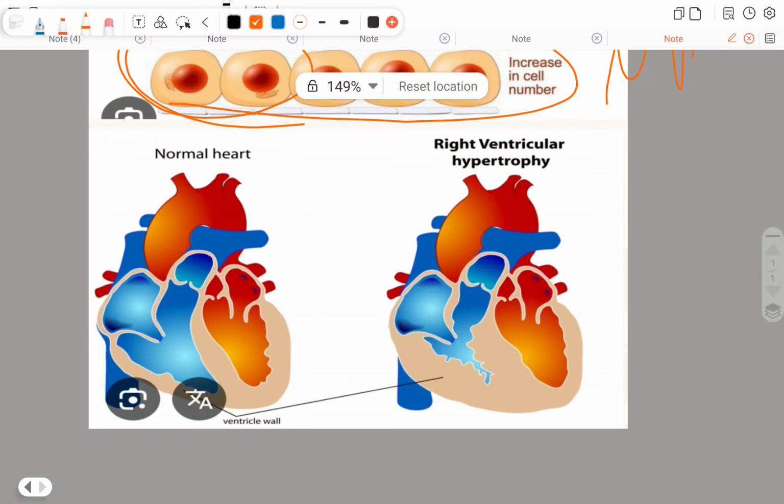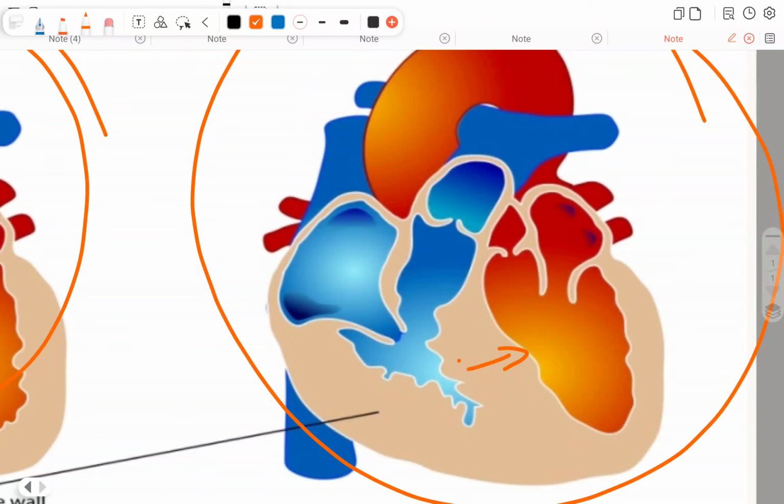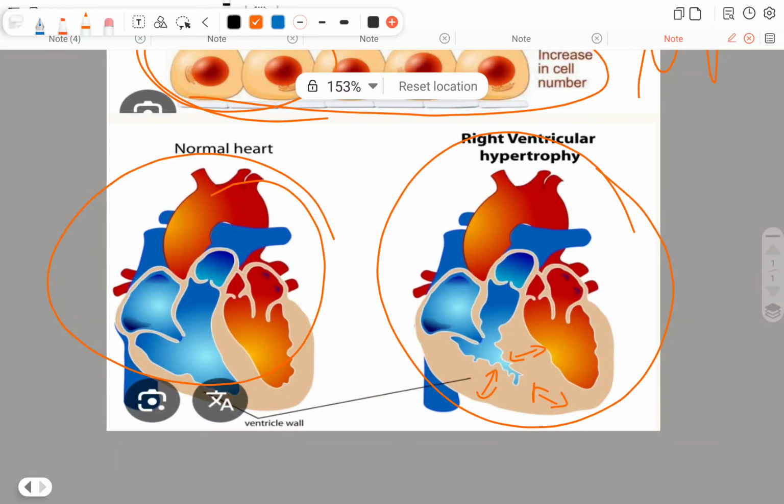And you can see the hypertrophied heart, and that's a normal heart. If you look there, the wall of the cardiac muscle is enlarged. That's a pathological process also.